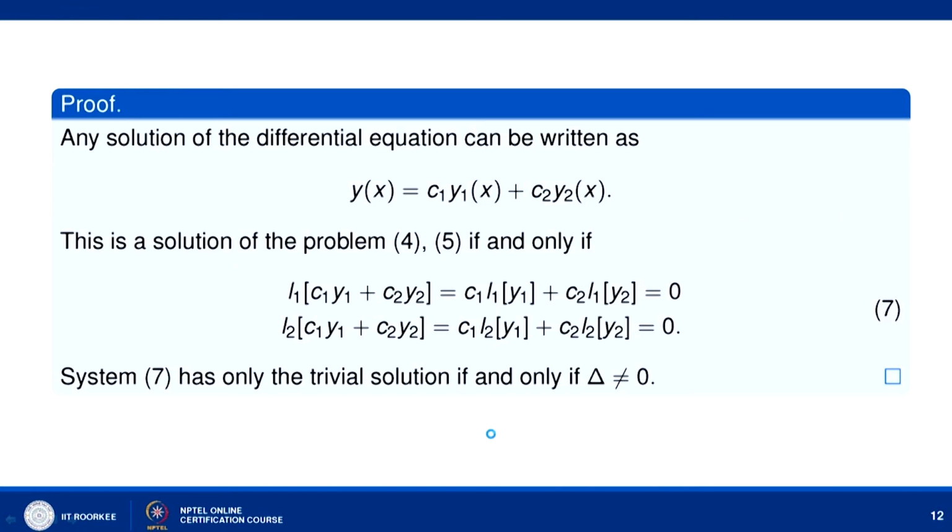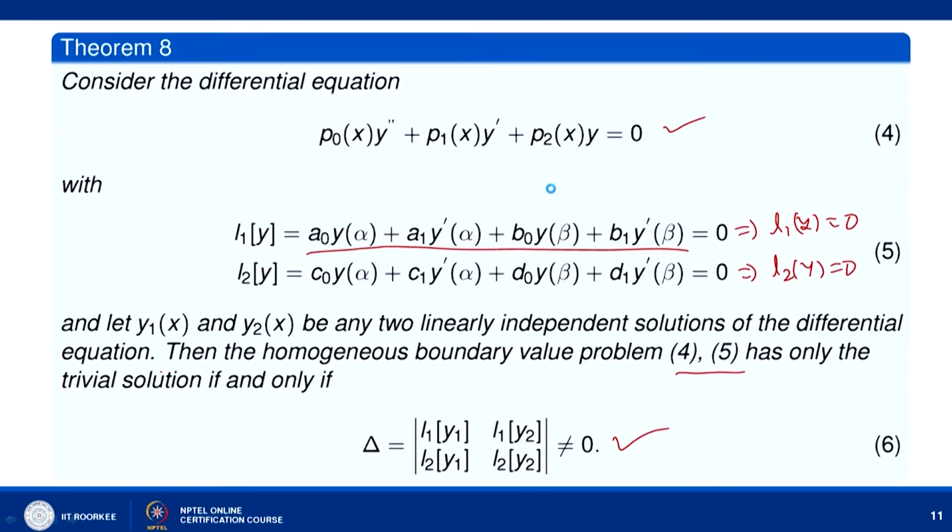The proof is quite simple. You simply say that your general solution is written as y(x) equal to c1 y1(x) plus c2 y2(x), because it is already given that y1 and y2 are two linearly independent solutions. So the general solution you can easily find.